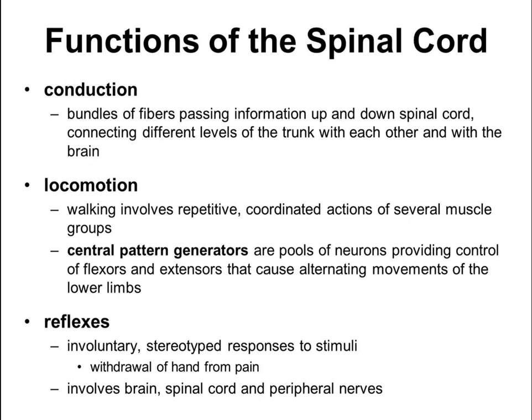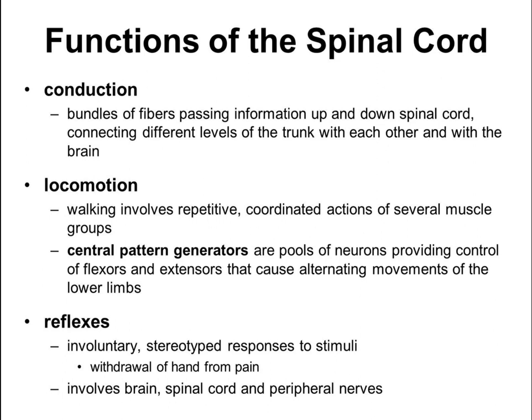Okay, so today we are going to start talking about the functions of the spinal cord. There are three main ones, and those are conduction, locomotion, and reflexes. Conduction deals with the bundles of fibers passing information up and down the spinal cord, connecting different levels of the trunk with each other and with the brain. So, conducting signals.